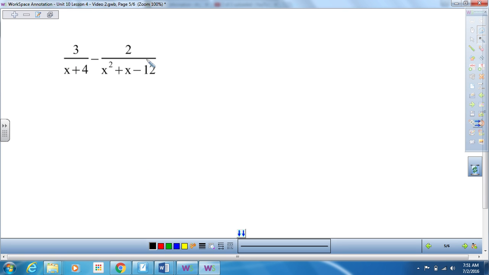Okay, let's look at this one. As I can see, this second denominator here might factor, so I need to try that first. Okay, I need to multiply to be negative 12 and add to be positive 1. So I'm going to use 4 and 3, plus 4 minus 3. Okay, so it tells me that my LCD will be x plus 4. That covers both x plus 4 and x minus 3.